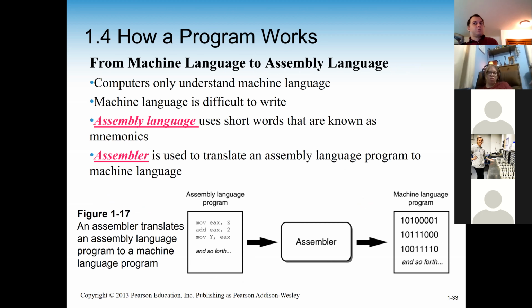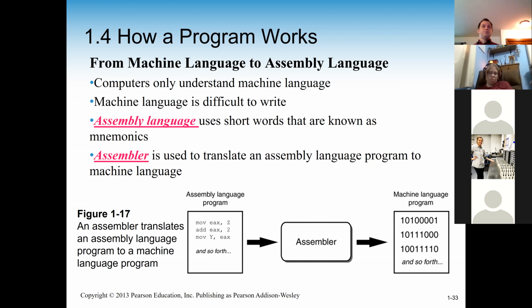So, from machine language to assembly language. Computers only understand machine language, as I said, pretty much ones and zeros. Machine language, however, would be difficult to write. Assembly language is a level in between, right? So we write something in Python or C, somehow it becomes assembly language, and then there's a program called the assembler, and that's the program responsible for converting the assembly into machine language, the ones and zeros.